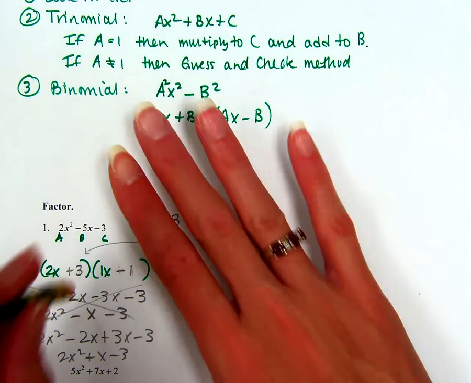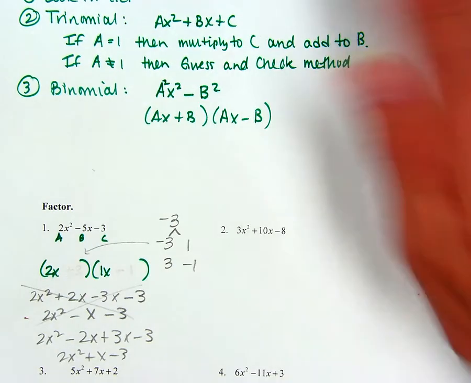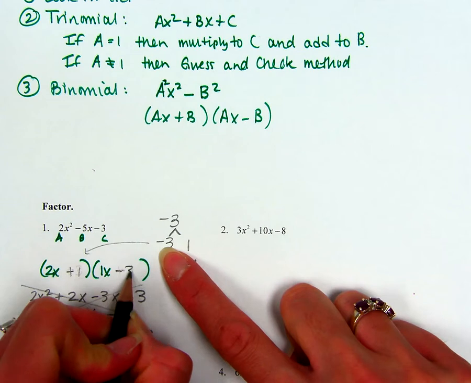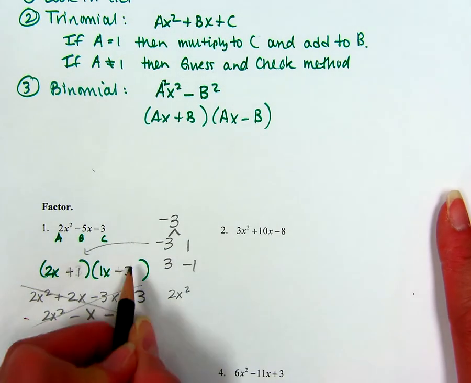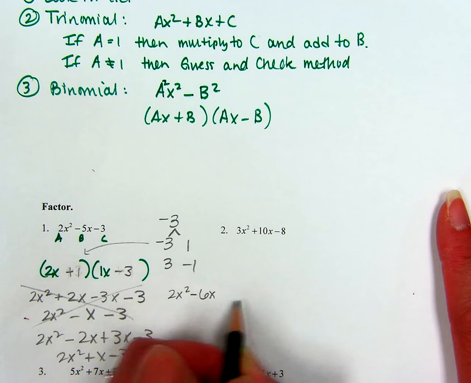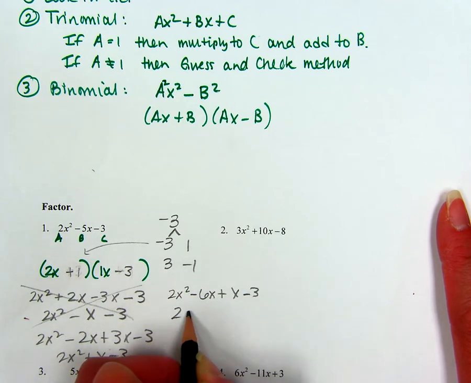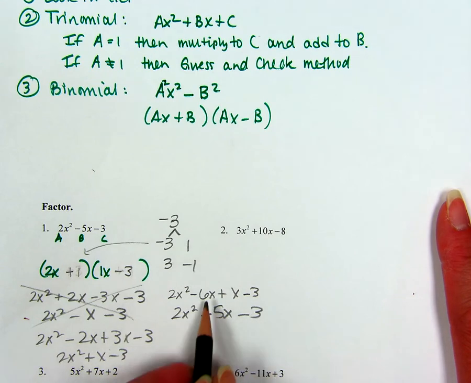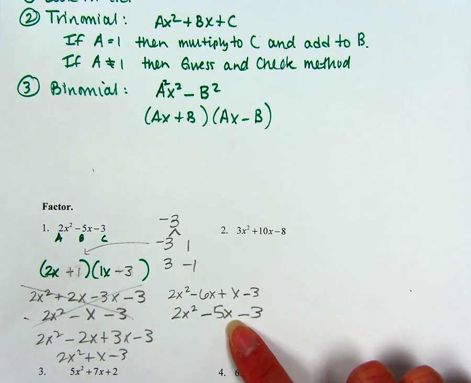Okay, so since those didn't work, that means I need to try to flip-flop my numbers. So you can try a positive 1 here and put the negative 3 there. All right, so we've got 2x squared. Outer is negative 6x, inner is plus x, and last times last is negative 3. If I add my like terms together, I get negative 5x. Well, that's exactly what I want, so that's a good sign. That tells me that I did it right.